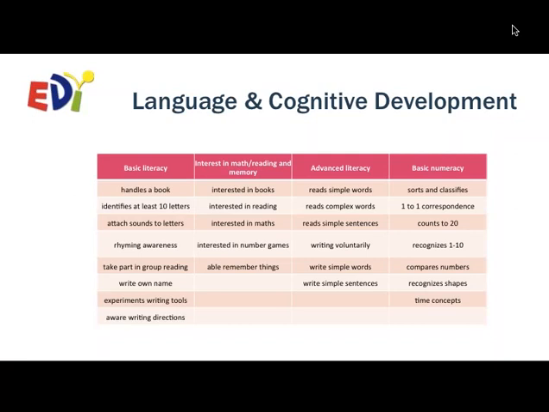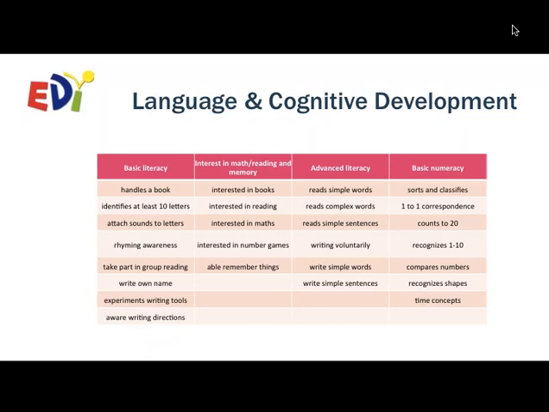These are in some ways, again, fairly straightforward. Basic literacy is children's ability to do some really basic things relating to literacy, like write their own name, handle a book. I think just about every child can handle a book at age 5. Identify at least 10 letters and so on. Advanced literacy gets into a higher level of what children are being measured on, reading complex and simple words, writing sentences, and also some things about reading.